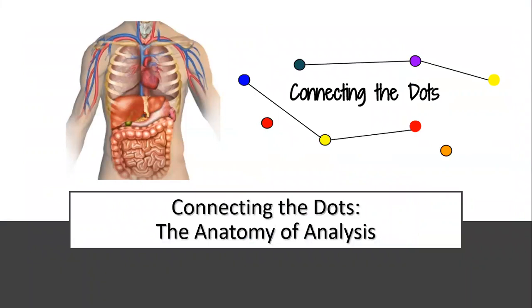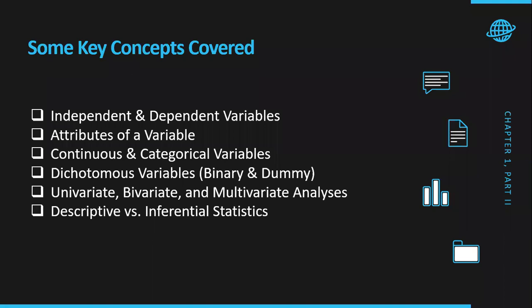So I want to end this video by connecting some dots, because we've talked about a number of different concepts. As we get to the end of this unit, I want to talk a little bit about what I call the anatomy of analysis. Here are some of the key concepts that we've covered over the last few videos. They include independent and dependent variables, attributes of a variable, continuous and categorical variables. We've also talked about dichotomous variables, which include binary and dummy variables. We've talked about the difference between univariate, bivariate, and multivariate analyses. And finally, in this video, we've talked about the difference between descriptive and inferential statistics.